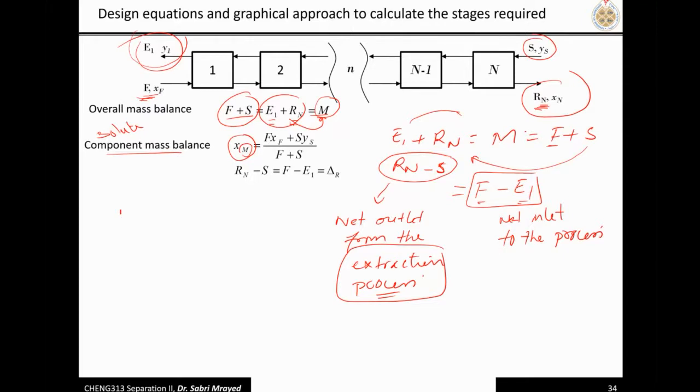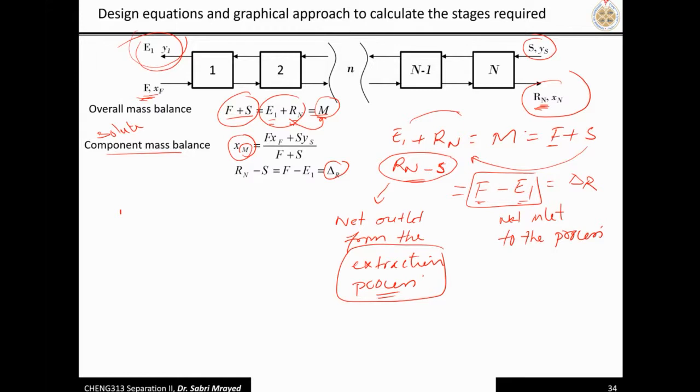So now Rn minus S and F minus E1 have the same number, by the way. Since they have the same number, they are represented by what we call little delta R, which means the difference point. This difference point is something that we want to use. It is not randomly generated, because it's very useful when we count the number of stages in liquid extraction.